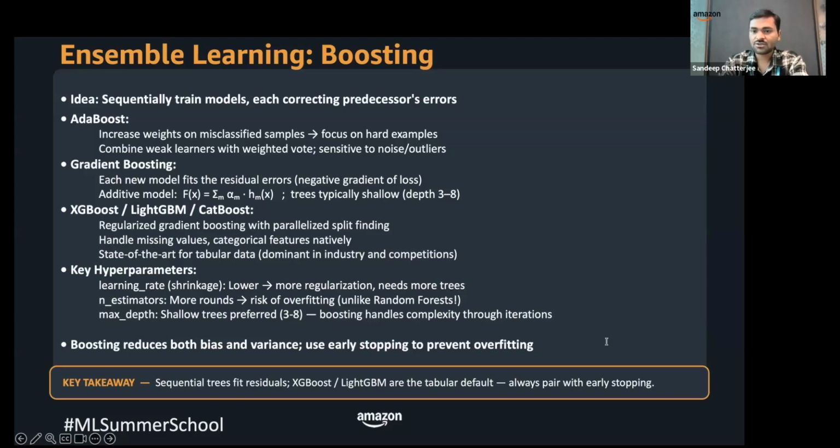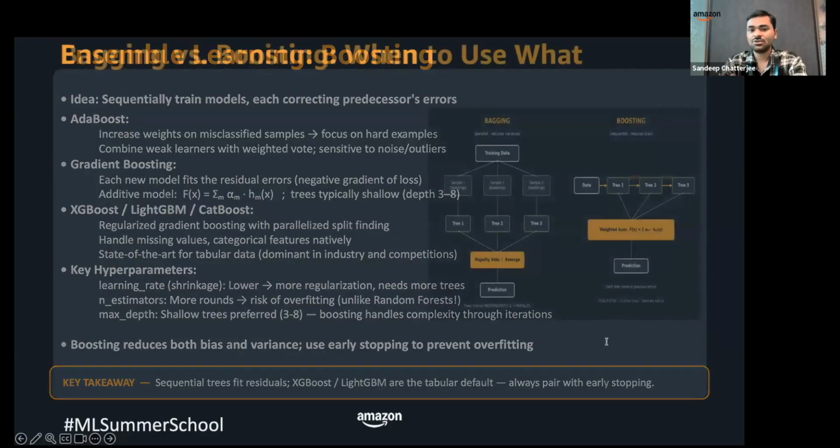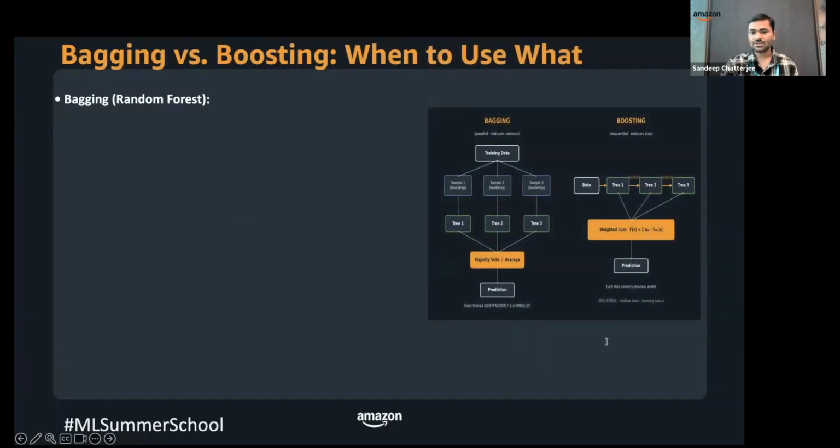Now coming to the next topic, bagging versus boosting and when to use what. Let's look at bagging first, with random forest being our prime example. The defining characteristic here is parallel training, because every tree is completely independent of the others. You can easily distribute the training across hundreds of machines. It's fast and highly scalable.